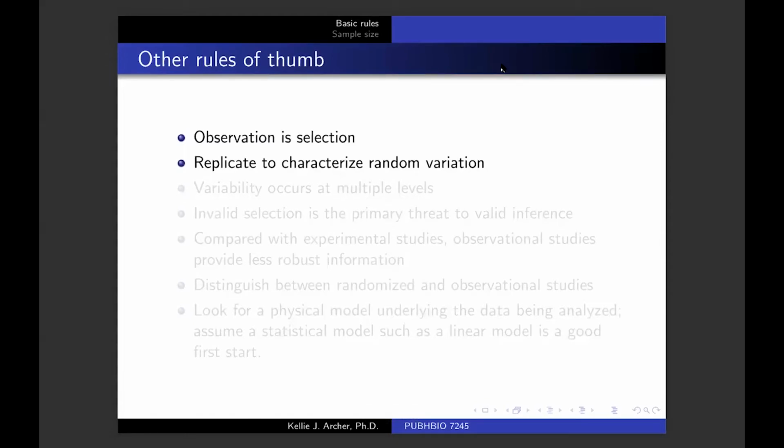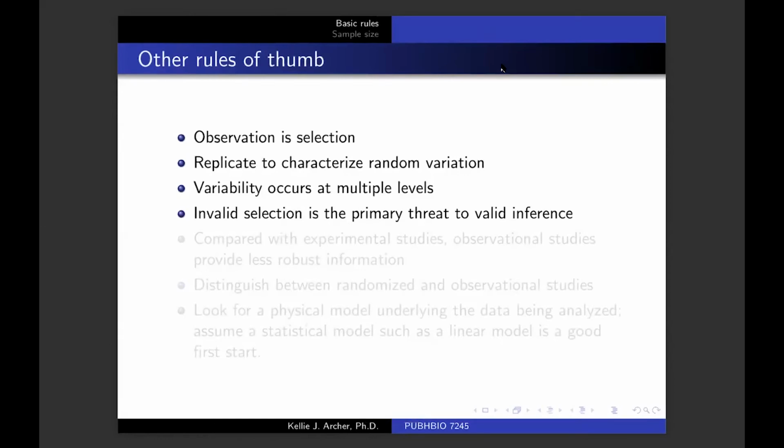Replicate to characterize variability. We need to characterize the variability that we observe. Variation may be systematic, that is, it is predictable, or non-systematic, that is, it is random. Randomization of observational units is one method that is commonly used to ensure replication. Variability occurs at multiple levels. For example, in an educational setting, variability occurs student to student, classroom to classroom, school to school, and district to district. It is important to recognize that there are different levels that all contribute to variation.